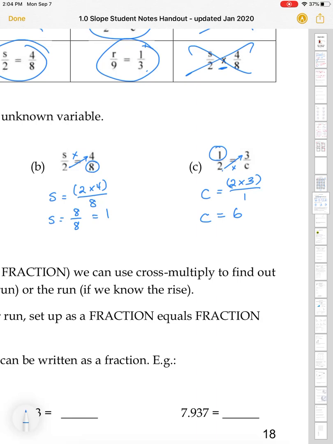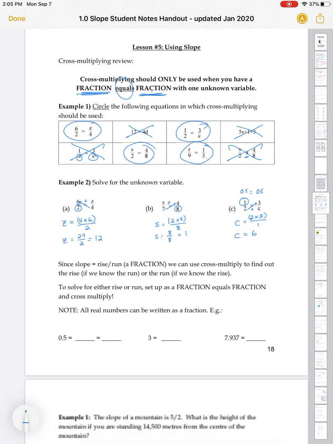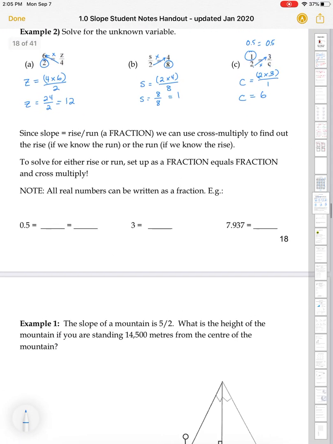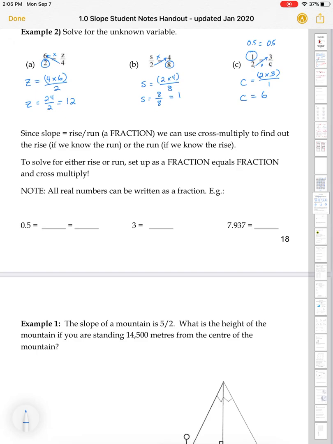And you can check those. 1 divided by 2 is 0.5. 3 divided by 6 is 0.5. So you can substitute back in and check those. Okay. Now, since slope equals rise over run, which is a fraction, we can use cross multiplying and dividing to find out the rise if we know the run, or the run if we know the rise. To solve for either rise or run, we set it up as a fraction equals a fraction and cross multiply.